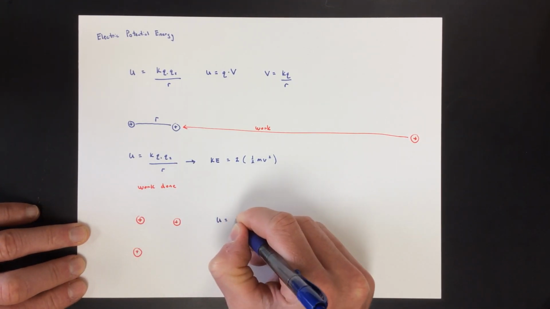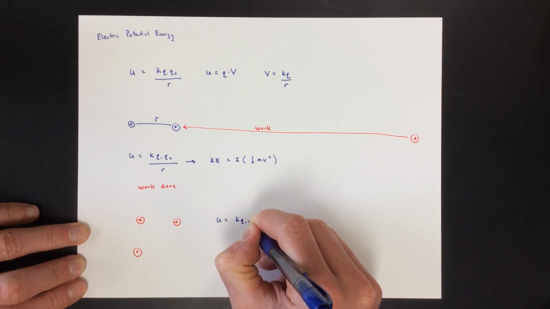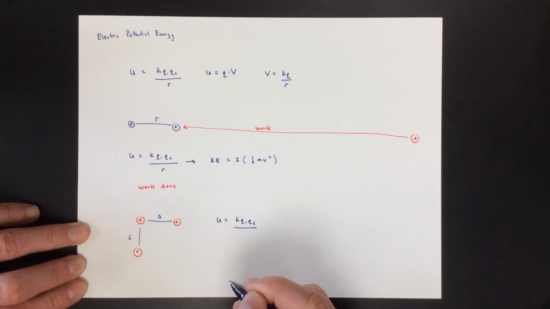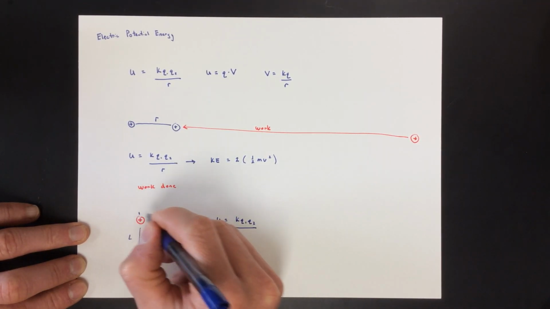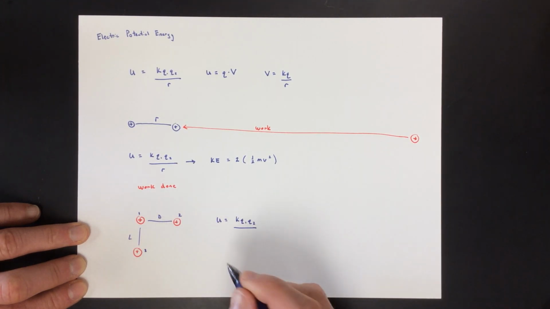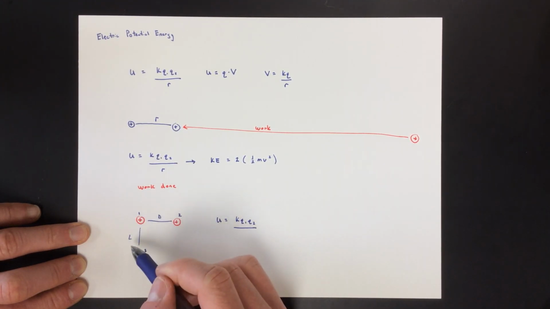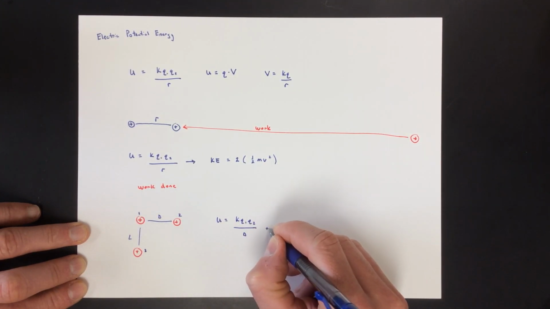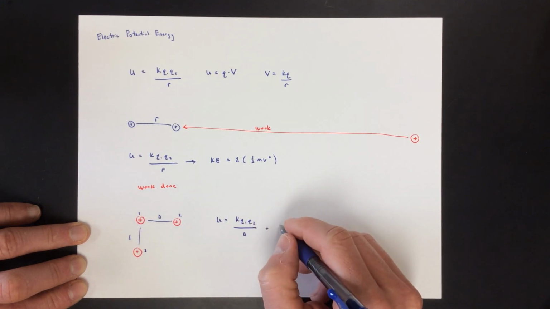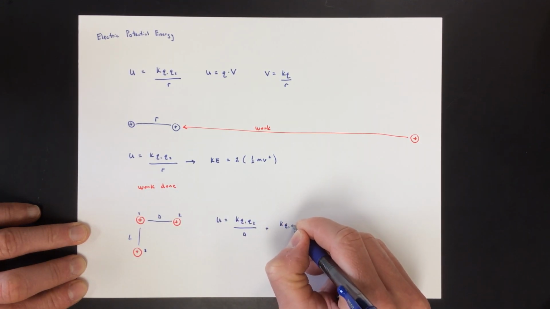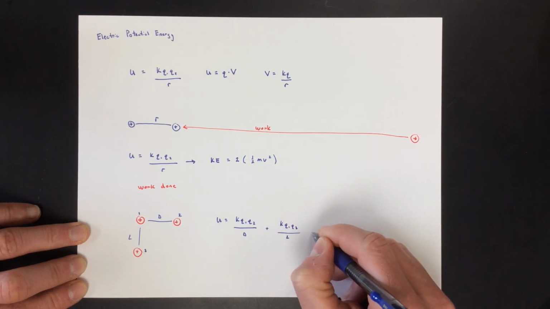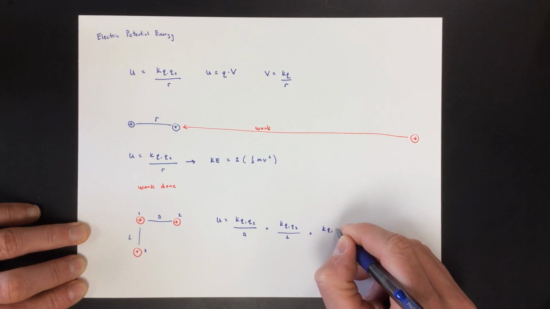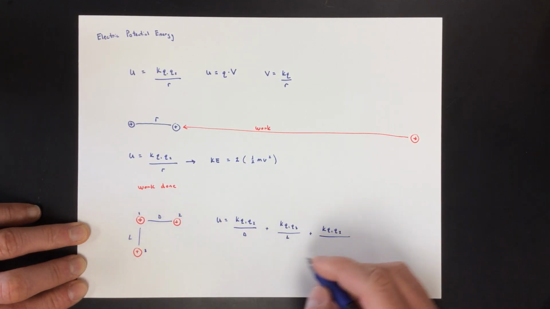The total energy stored here is k q1 q2. We'll call this distance d, and we'll call this one l, and we'll call these charges 1, 2, and 3. So the potential energy of this setup is k q1 q2 over d, plus the work done to do these two setups, k q1 q3 over l, plus the work that has to be done, so k q2 q3, and this distance would then be what?